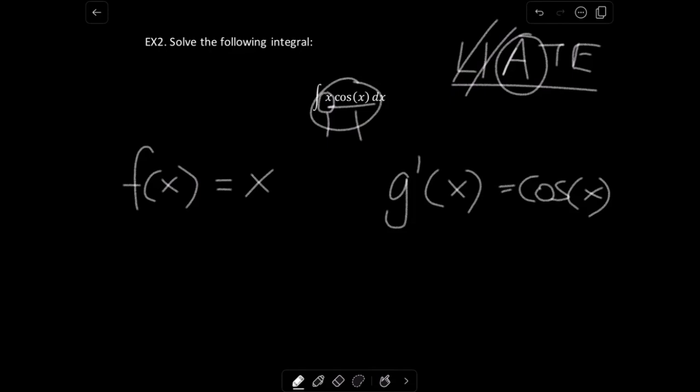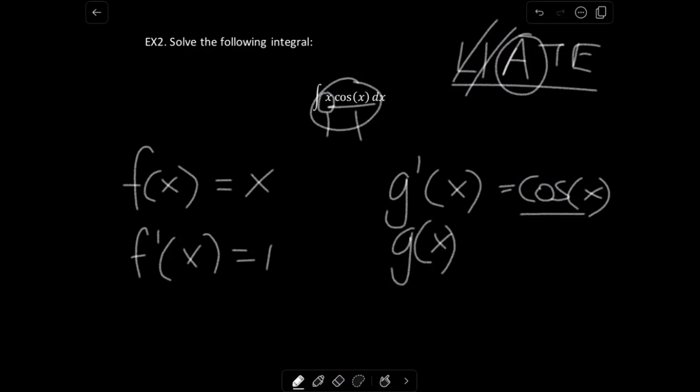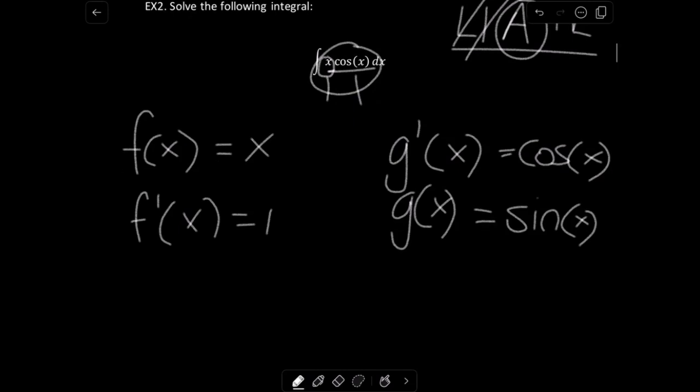Now we can continue with my prerequisites. So I have f of x. Now I need f prime of x. Differentiate x, that gives me 1. Then I have g prime of x. I need g of x. So I'm going to have to integrate cosine of x. The integral of cosine of x is sine of x. There we go. That's my prerequisites done.